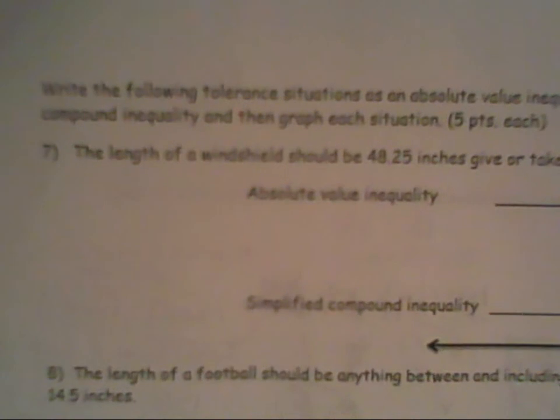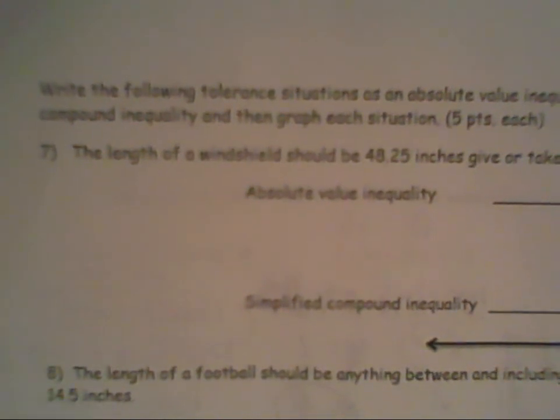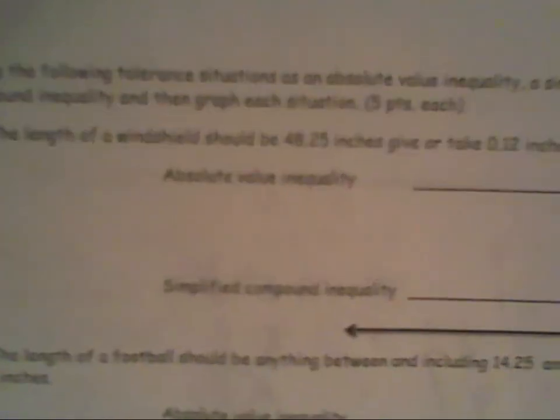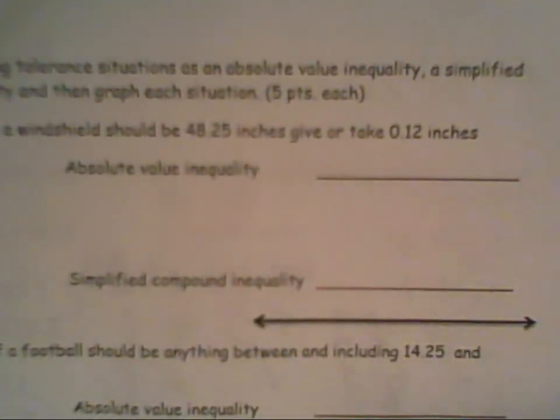Let's go ahead and look at the second page. Second page, starting with number 7, says write the following tolerance situation as an absolute value inequality, a simplified compound inequality, and then graph each situation. It's 5 points for each part: 2, 2, and 1.